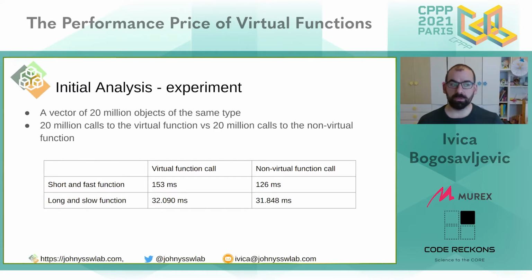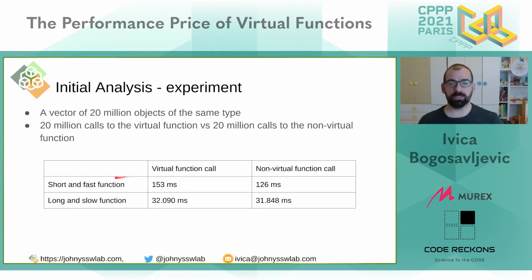So let's first establish what is the performance price of virtual functions. We have a vector of 20 million objects of the same type. So they're all the same type. There are no derived classes, there are no base classes. And then we have 20 million calls to the virtual function versus 20 million calls to the non-virtual function. This one uses the virtual dispatching mechanism. And this is a non-virtual function. The function is not inlined, and no other optimization is done.